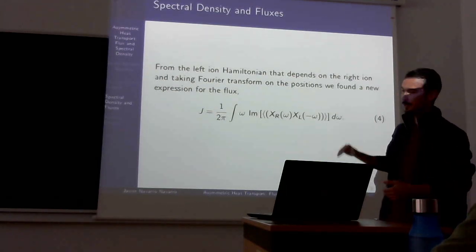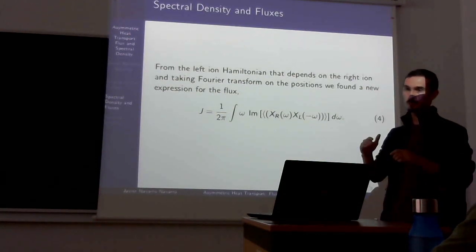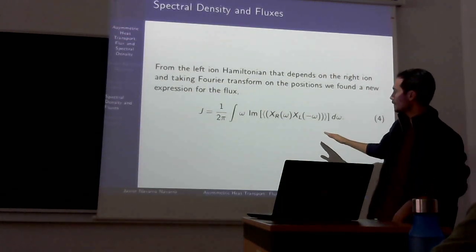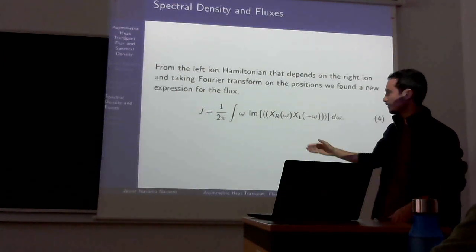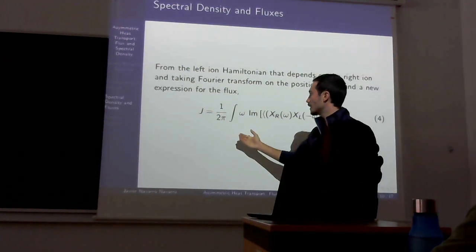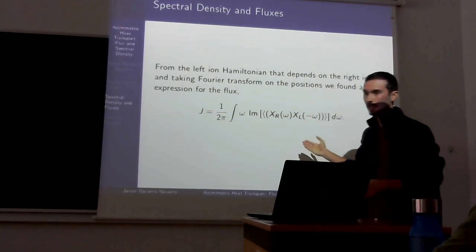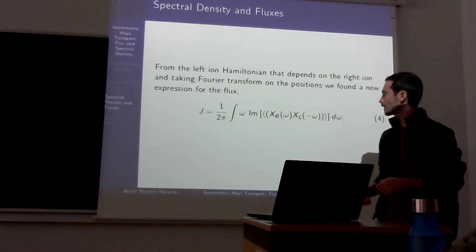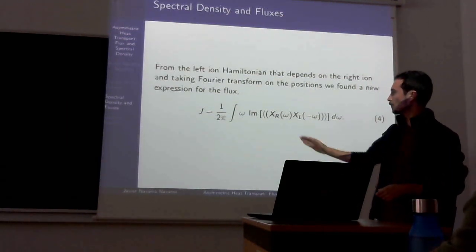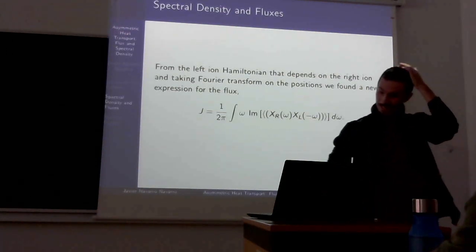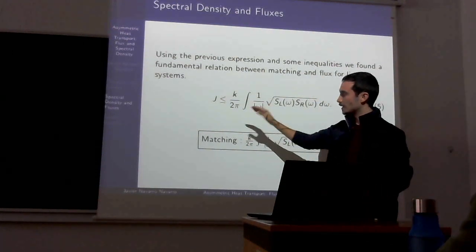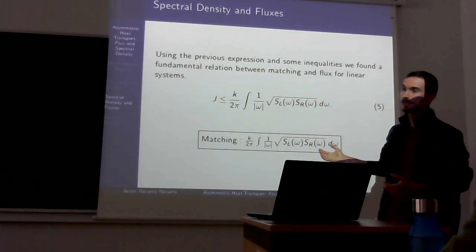But we're going to try to compute the exact relation between spectral densities and thermal flux. So for our system, we can just define the thermal current in this way. That is just the work that one ion is doing over the other, and then we Fourier transform this expression, and we end up with this. And after some calculations, we can say that the thermal current is bounded by this quantity.